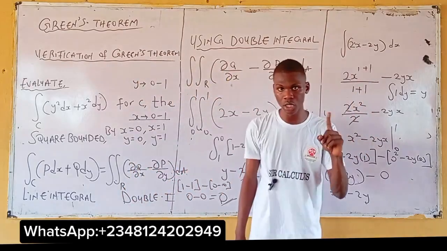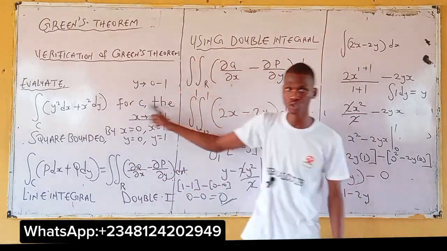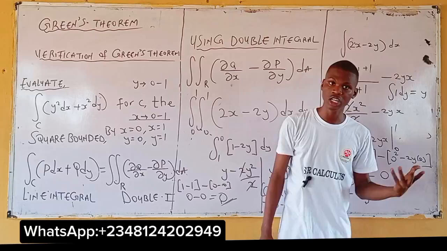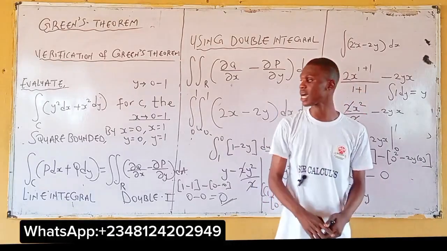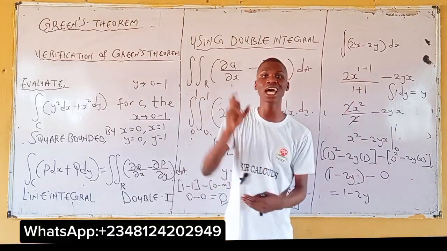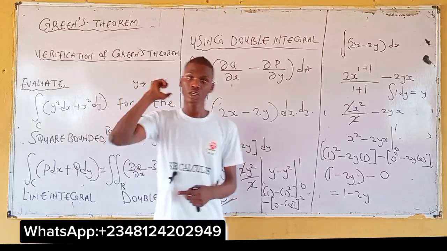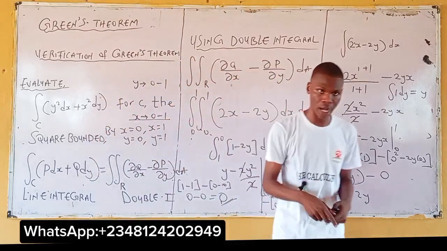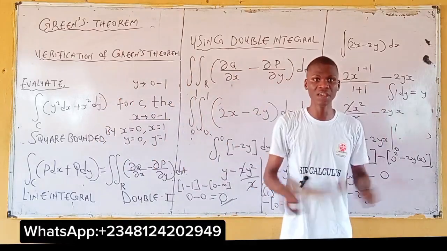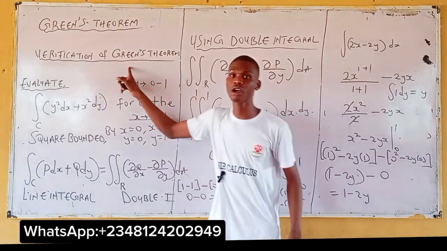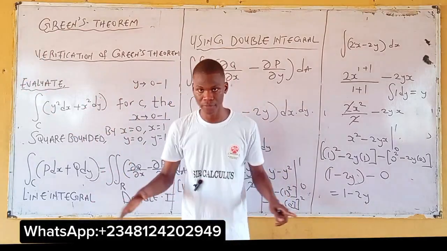0. Me getting 0, what does it mean? It means Green's theorem has been verified for this question. If I'm not getting 0, it means Green's theorem is not verified. So that's the whole idea. Meaning that you are going to solve your question using line integral, and then solve that same question using double integral. You must get the same answer. If you are getting the same answer, it means Green's theorem is verified. If otherwise, Green's theorem is not verified.